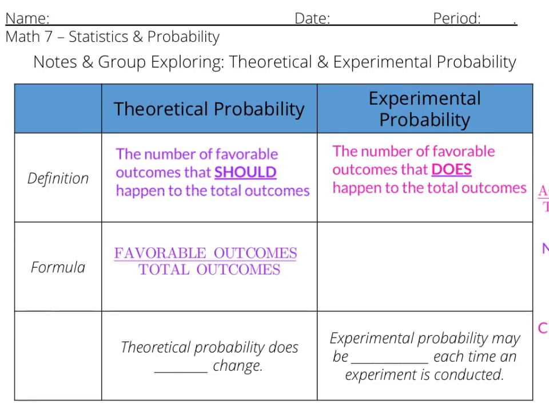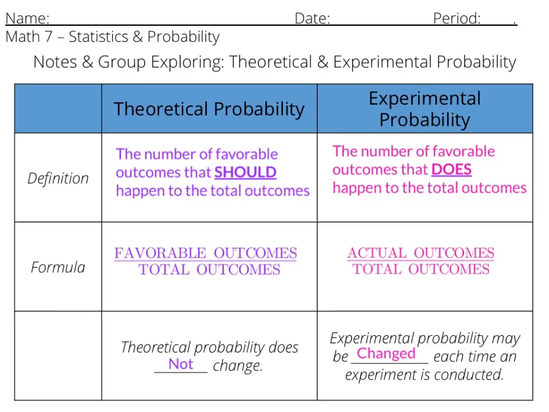Our experimental probability formula is the actual outcomes over the total outcomes. So again, experimental probability, you have to actually do the experiment. You had to actually try to get this probability. And the amount that you get, the actual amount, is going to go on top over the total outcomes. So theoretical probability does not change. If it's 1 out of 2, it's always going to be 1 out of 2. However, experimental probability may be changed each time an experiment is conducted. So remember that when you're doing the experiment, you're going to be changing the amount of times that you either get a favorable outcome or an unfavorable outcome, and that's going to change the probability.